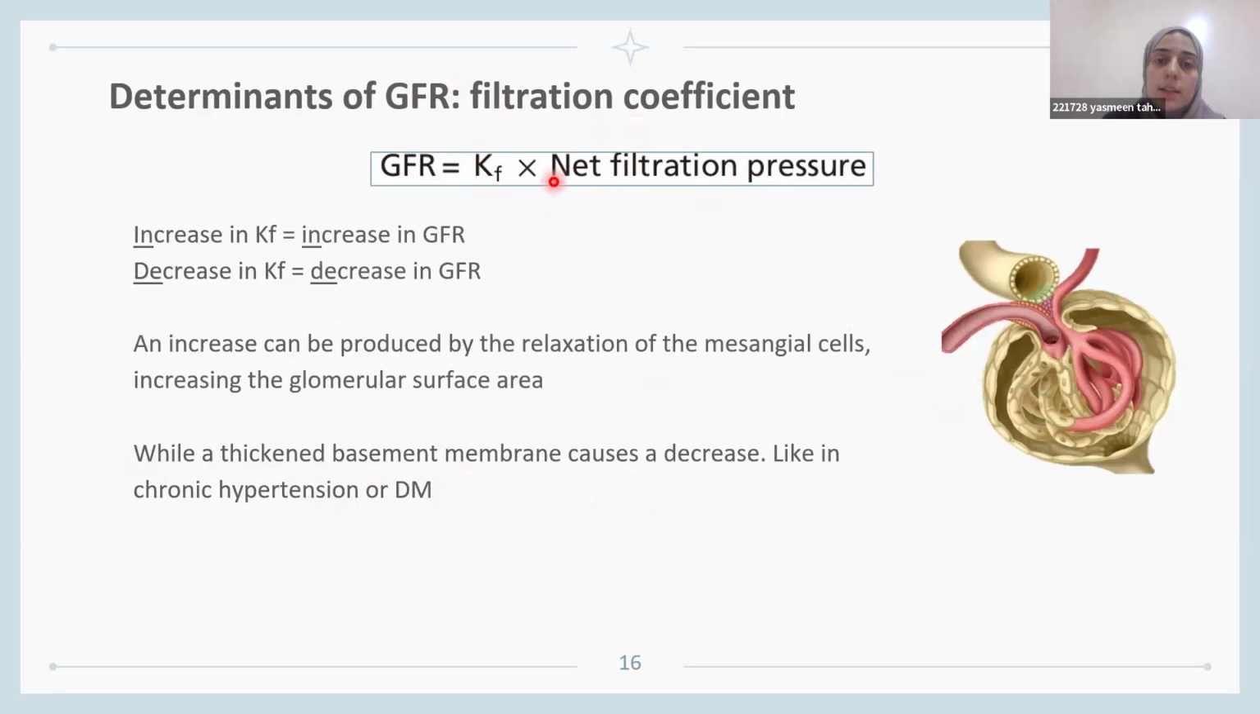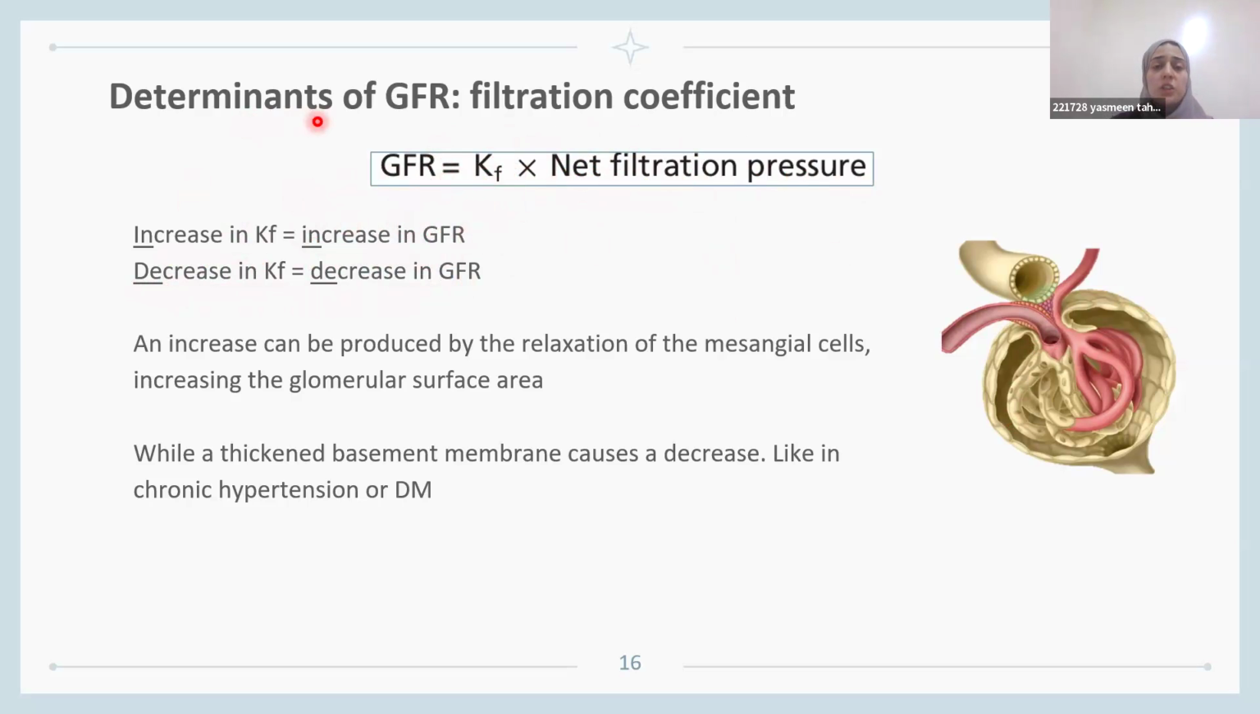About the other part here, net filtration pressure. So what is net filtration pressure? We're talking about filtration, a pressure that's pushing the water, the blood, basically to be filtered. So from this equation, you know, if it's higher, it increases the GFR, and if it's lower, it decreases GFR. Again, for the filtration coefficient, if it's higher, there is an increase in GFR, and if it's lower, it decreases the GFR. It has a direct positive correlation to the GFR.